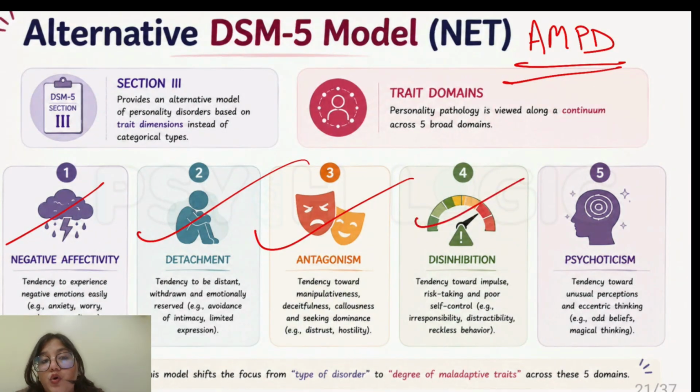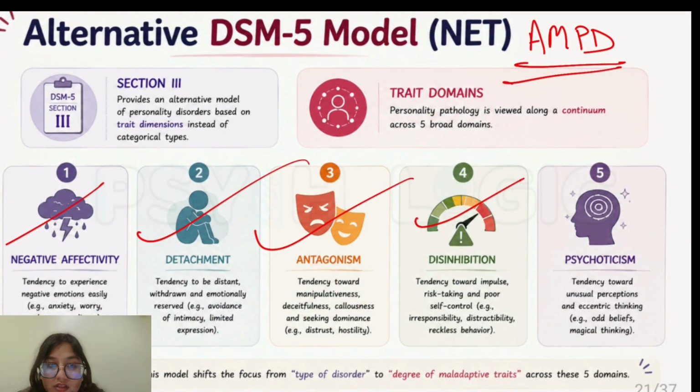Disinhibition refers to not having any kind of inhibition: impulsivity, irresponsibility, distractibility, lack of self-control, like borderline as well as antisocial personality. And psychoticism: unusual behaviors, unusual beliefs, odd thinking, magical thinking, different perceptual experiences, like schizotypal personality disorder. So the alternative model does not replace anything that you have learned. For exam purposes, we still focus on traditional personality categories, but it is a more modern way of understanding personality pathology, specifically when it comes to research and modern clinical assessments.